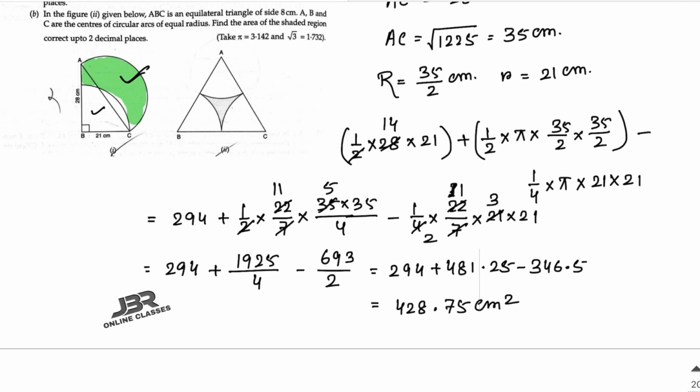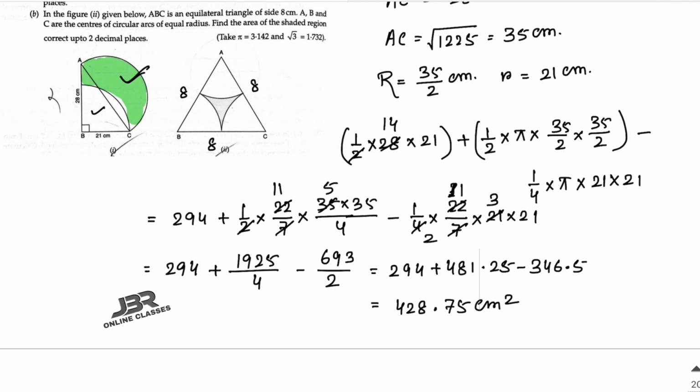Now the next one, in B, the figure given below ABC is an equilateral triangle of side 8 centimeter. A, B, C are the centers of the circular arcs of equal radius. Find the area of the shaded region correct up to two decimal places. As each side of this equilateral triangle is equal to 8 centimeter, definitely the radius equals 8 by 2, that means 4 centimeter.